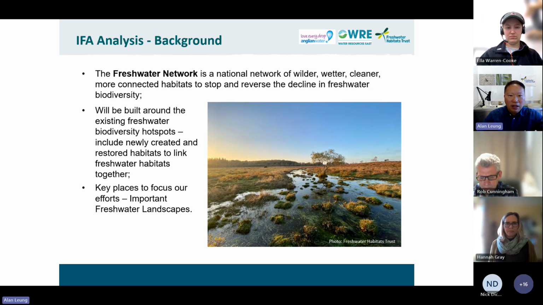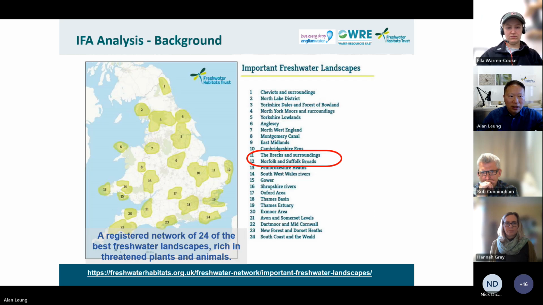And as a start, we first looked at the entire UK to find out where the locations with clean water and higher richness of freshwater organisms would be. In the UK, we have identified 24 what we call important freshwater landscapes. And the Norfolk and Suffolk area contains 2 important freshwater landscapes, including the Broads area.